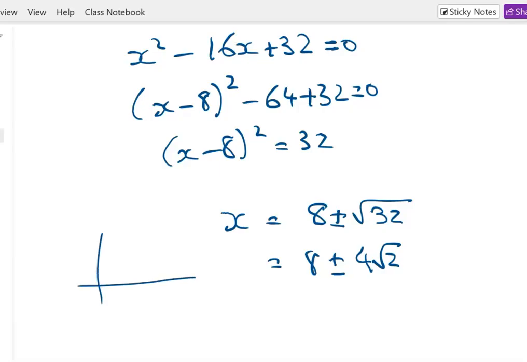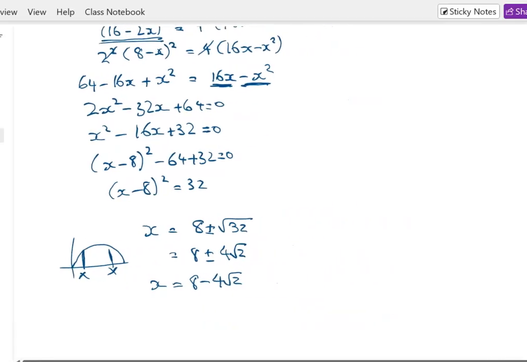Now, looking at my graph, one of those is going to be this value, and one of those is going to be this value. So we'll say x is equal to 8 minus 4 root 2. And we didn't have to check that it's a maximum, so we don't have to do a second derivative test.